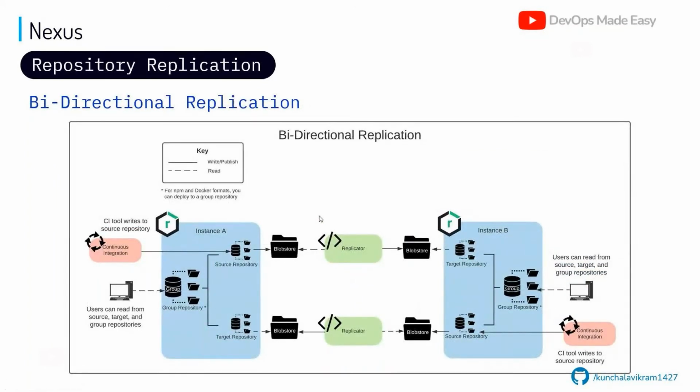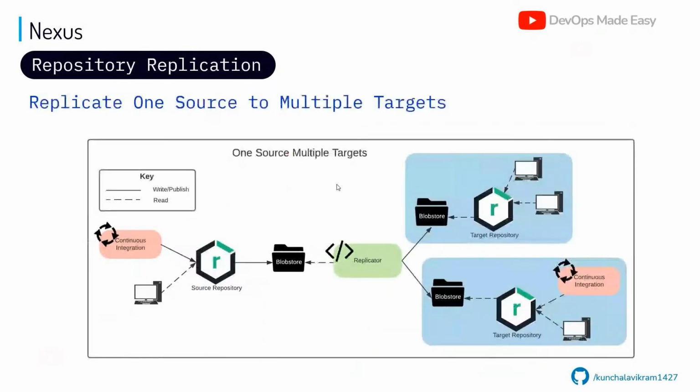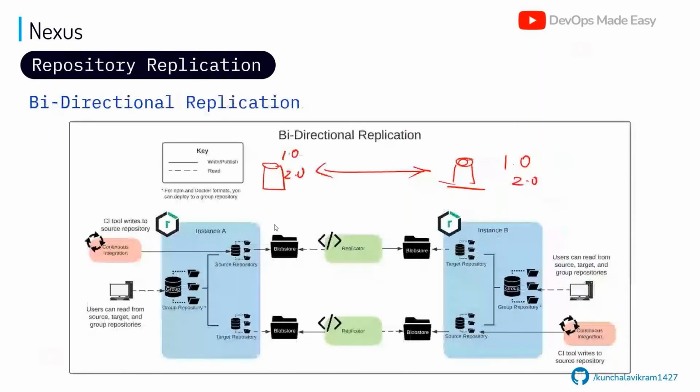Bidirectional replication in the sense, let's say there are two repositories in two different locations. If I upload something here, it gets replicated here. If I upload something here, it gets replicated here. So this is bidirectional. In monodirectional, there won't be any bidirectional. That means if I upload something here, it gets reflected here, but if I upload anything here, it won't come here. So there can be two ways. Depending upon the use case, you will create bidirectional or unidirectional artifact replication.